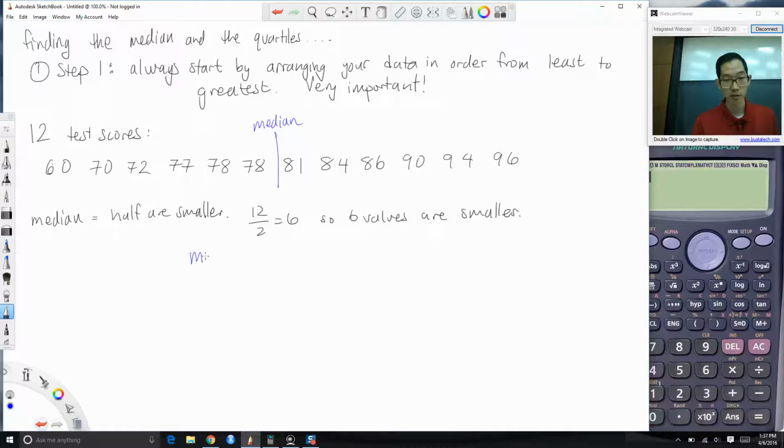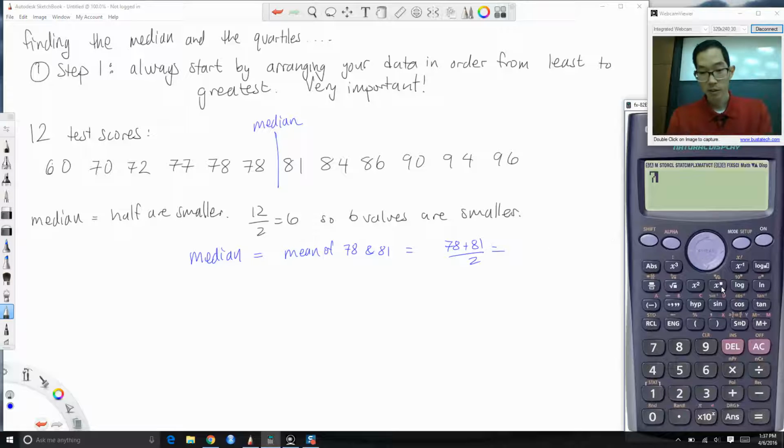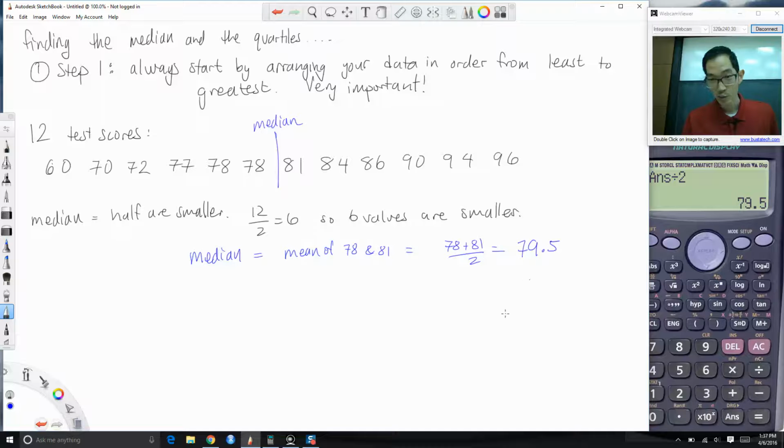So my median is going to be equal to the mean of 78 and 81. So I do 78 plus 81 divided by 2. 159 divided by 2 is 79.5. So my median is 79.5. Simple enough, right?